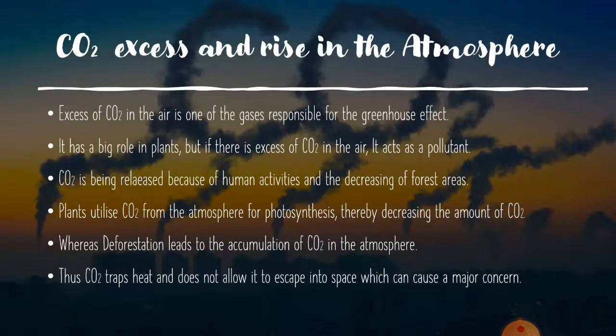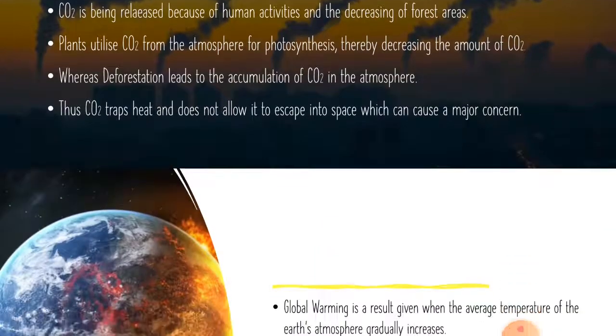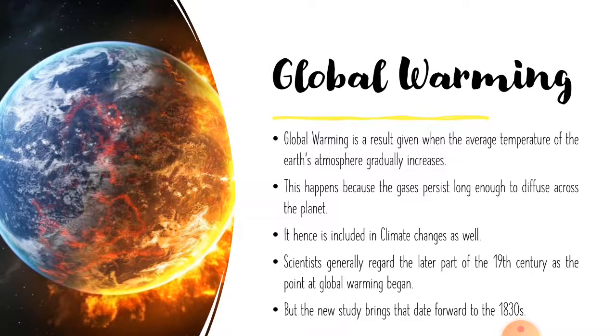Plants utilize CO2 from the atmosphere for photosynthesis, which thereby decreases the amount of CO2, whereas deforestation can lead to the accumulation of CO2 in the atmosphere. Thus, CO2 traps heat and does not allow it to escape into space, which can cause a major concern. And such a major concern is called global warming.